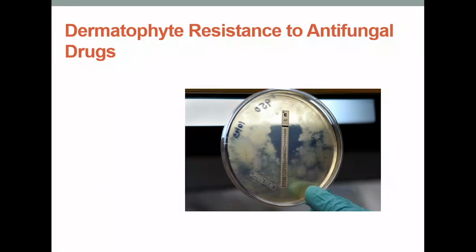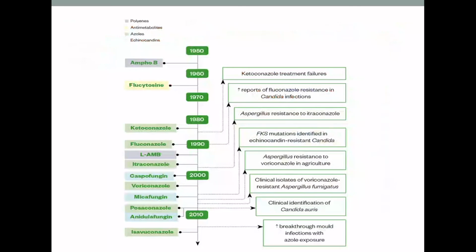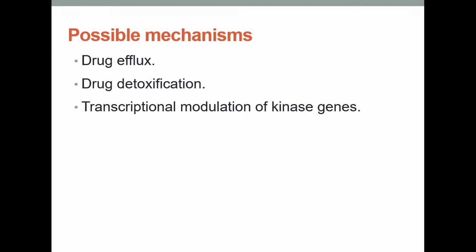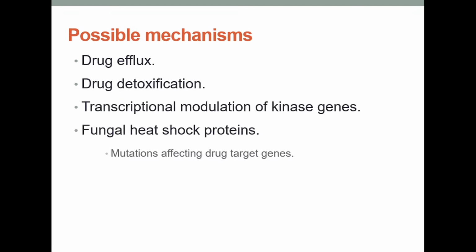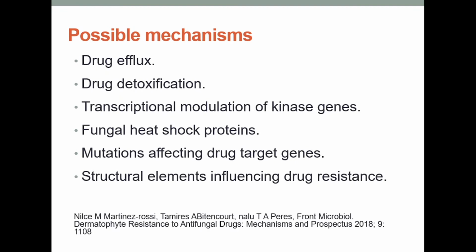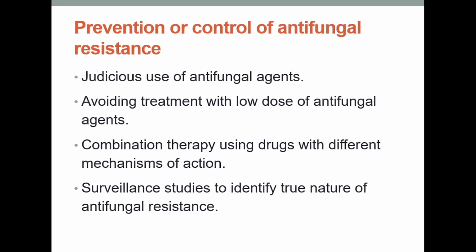Coming to the next specific group, dermatophytic resistance to antifungal drugs. This is the evolution of antifungal resistance, starting from older drugs like amphotericin B to newer drugs like caspofungin, micafungin. Next. These are the possible mechanisms: drug efflux, drug detoxification, transcriptional modulation of kinase genes, fungal heat shock proteins, mutations affecting drug target genes, as well as structural elements influencing drug resistance.